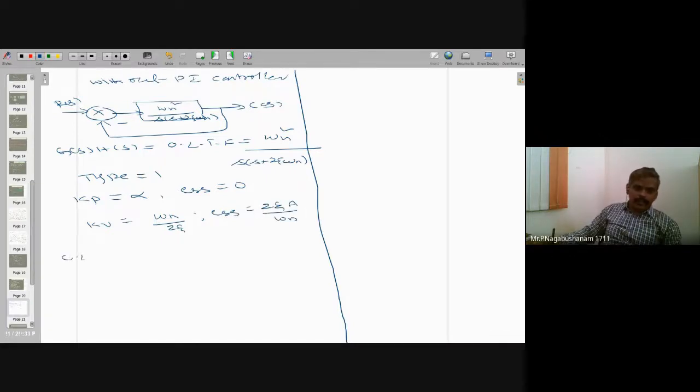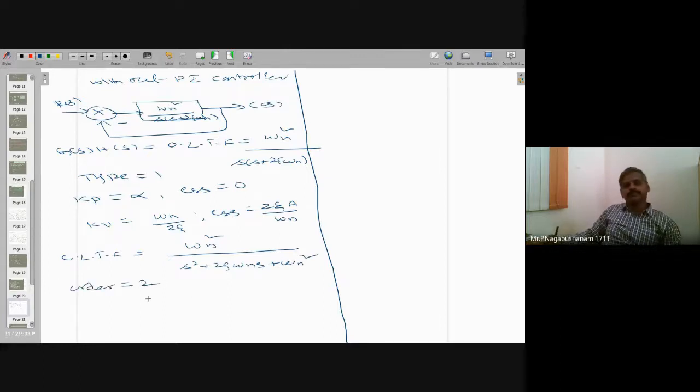Then the closed loop transfer function. I gave the derivation part in the previous slide. It is s square plus 2 zeta omega n s plus omega n square. So the order is 2. The remaining zeta is there.